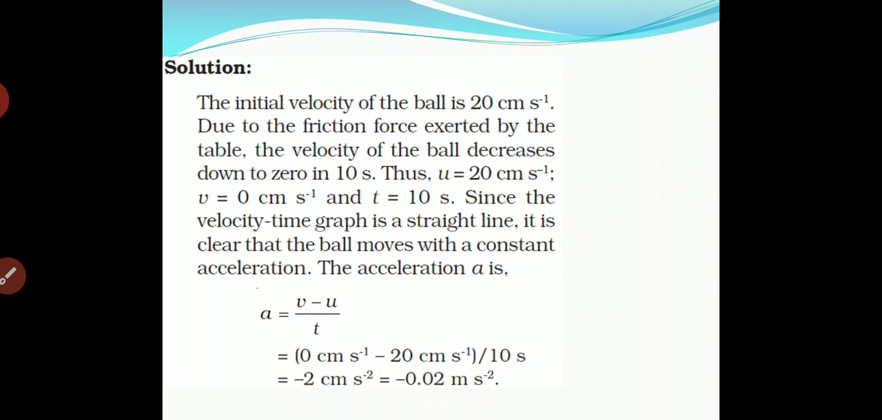Okay, so a is equal to v minus u, which we say is final velocity minus initial velocity upon time taken. So our final velocity, which we have already known, is 0, and initial is 20 centimeter per second, divided by 10, so it will be minus 2 centimeter per second square. Now if we convert centimeter into meter, it will be minus 0.02 meter per second square.